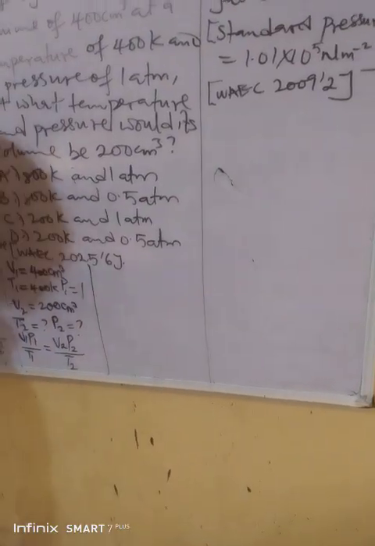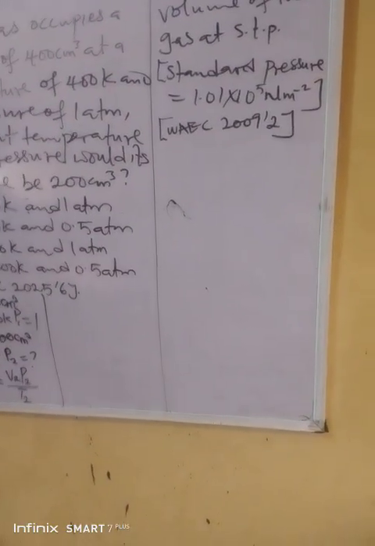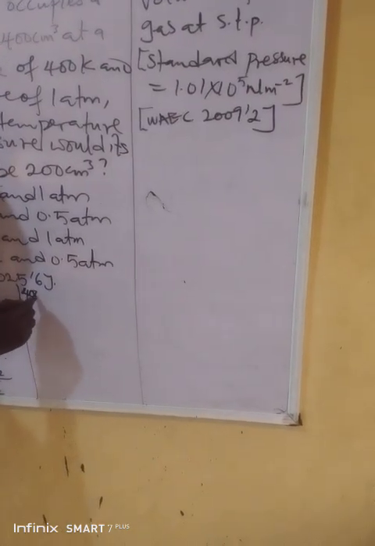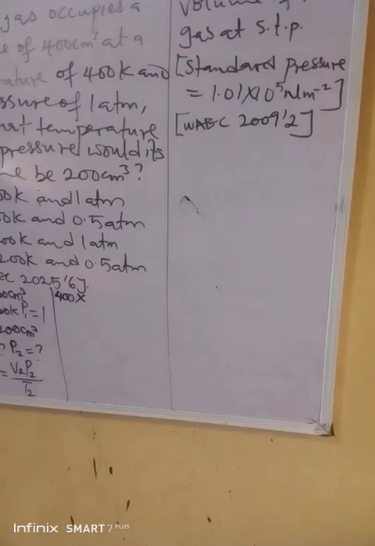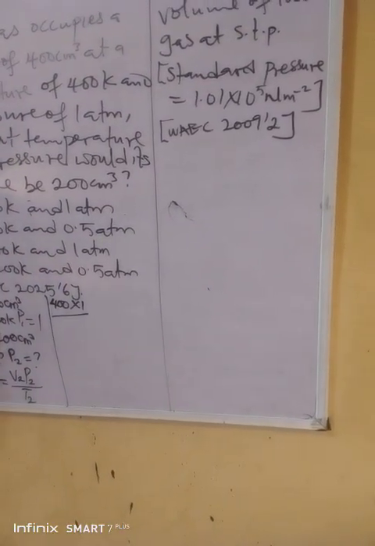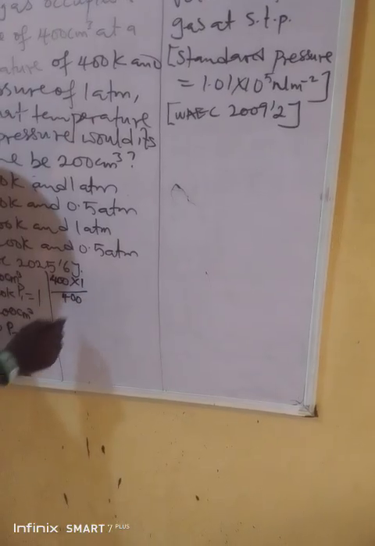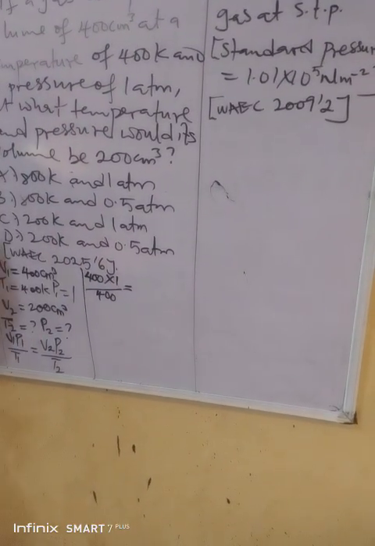Now, let's go. What are we looking for? 2 things. Let's put in our values. V1 is what? 400. Times P1 is what? 1. Then over T1. What is T1? 400. It will cancel each other. Then what is my V2? 200.